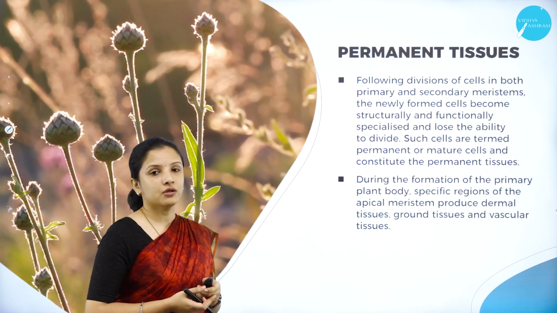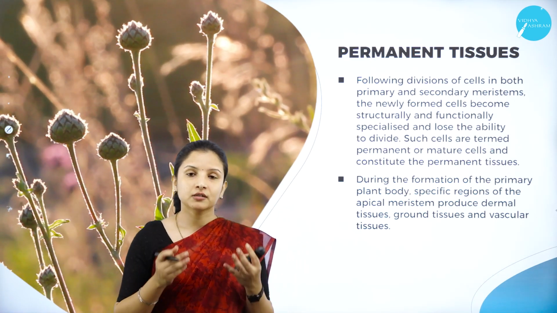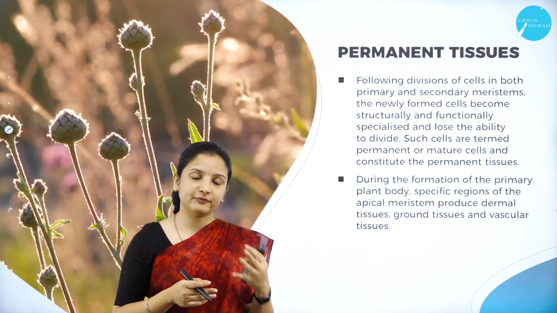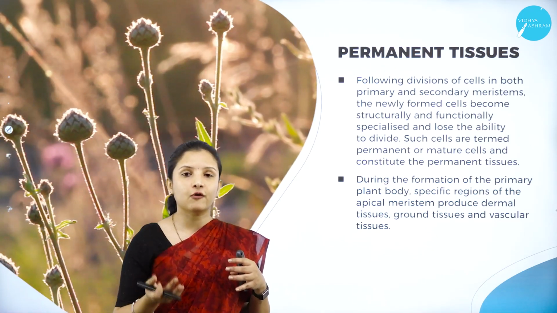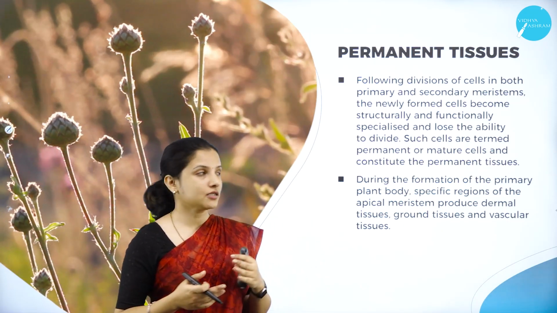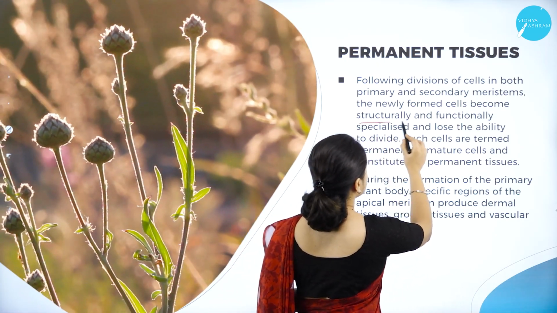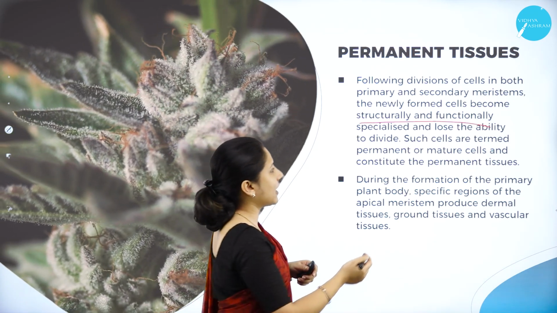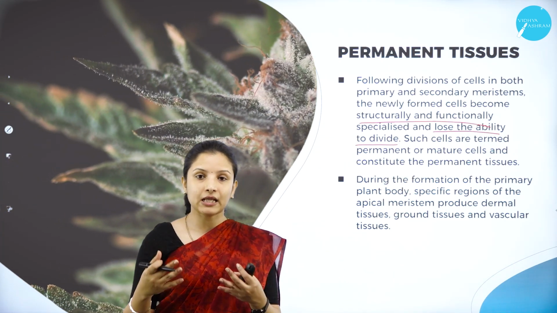So next, moving on to permanent tissues. After the division of the cells, once now in the plant there is formation of the primary meristem, primary cells have been formed. Those primary cells have divided and they have matured and they have formed the secondary meristems. Now after the formation of the primary meristem and the secondary meristem, there are some cells which are again newly formed, and these cells become structurally and functionally specialized in such a way that they lose the ability to divide, meaning it reaches a last stage.